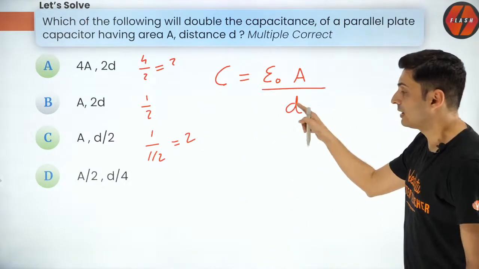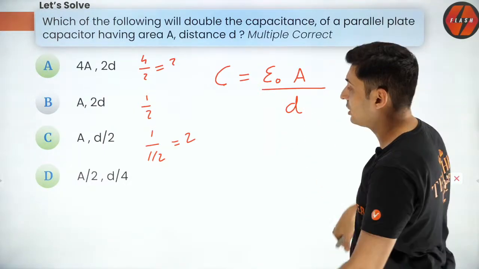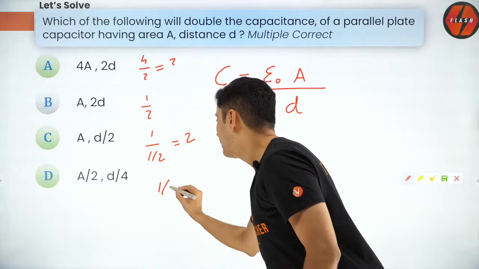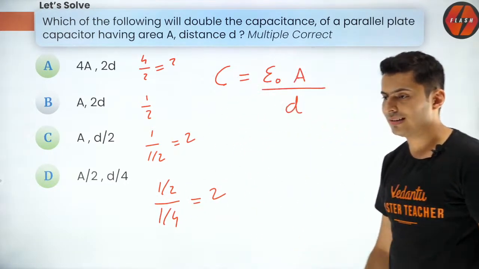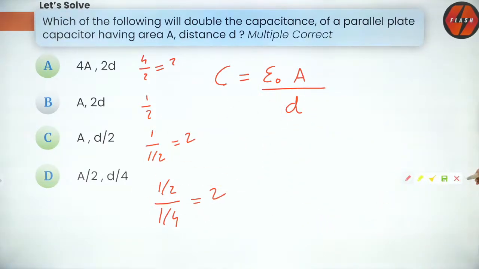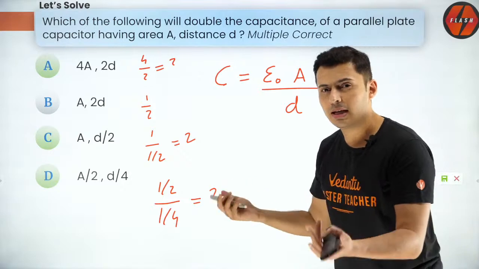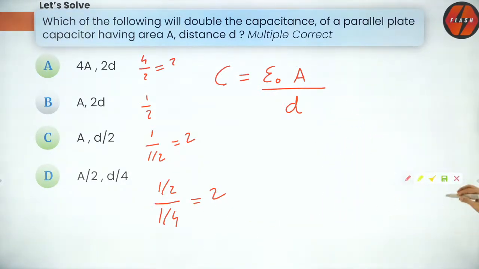Because the distance between the plates is below, when you halve it, the 2 goes on the top. And this one is 1 by 2 by 1 by 4, which is going to make it 2. That's it. So A, C and D are the correct options. Very simple. If you know the formula, play around with the values. That's it. You will get the answer. Okay. Chalo. Let's get going to the next question.